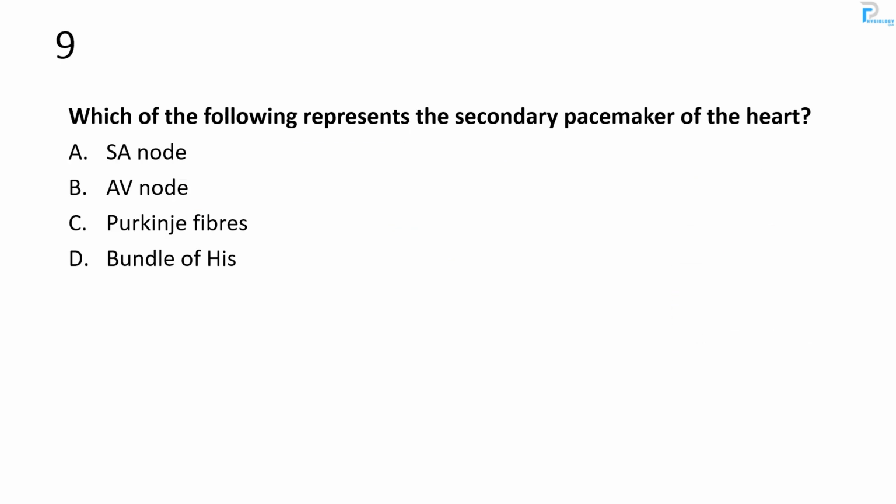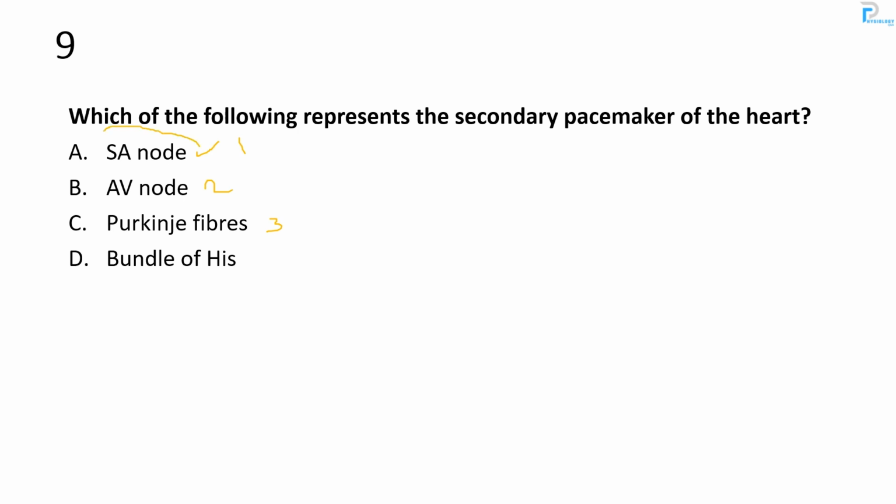Question number 9. Which of the following represents the secondary pacemaker of the heart? We have a hierarchy in the heart for autorhythmic cells. So autorhythmic cells are the cells which are able to generate action potential in the heart. And they are the SA node, AV node, bundle of His, and Purkinje fibers. So in order, the SA node has the highest rate of impulse discharge, followed by the AV node, which comes second. So this is the highest, this is then the AV node, then Purkinje fibers. So this is primary, secondary, and tertiary.